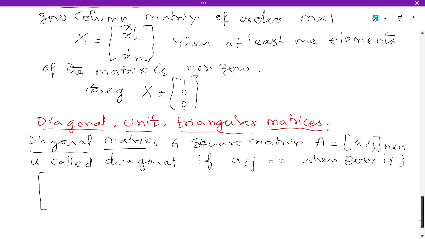Here we can write the diagonal elements of the diagonal matrix A equal to A11. In case i is not equal to j, Aij equal to 0, except in the diagonal. So here in the diagonal A22, etc., Ann is there, remaining all the elements are 0. Only diagonal elements are there, the remaining all the elements are 0, that is called a diagonal matrix.